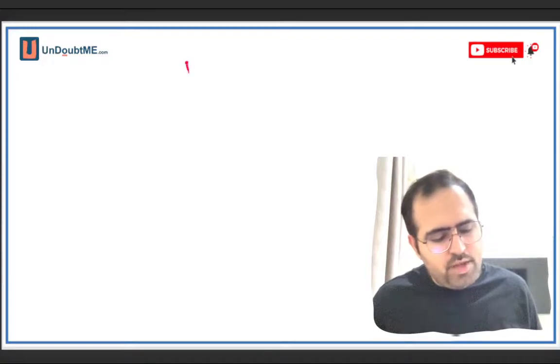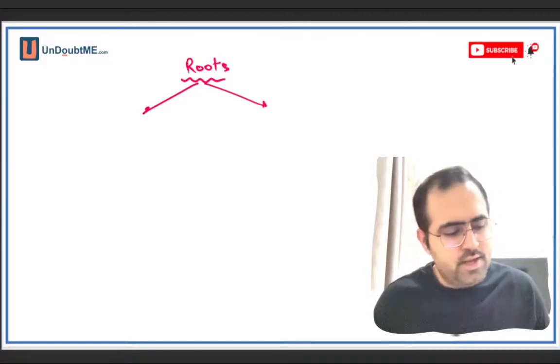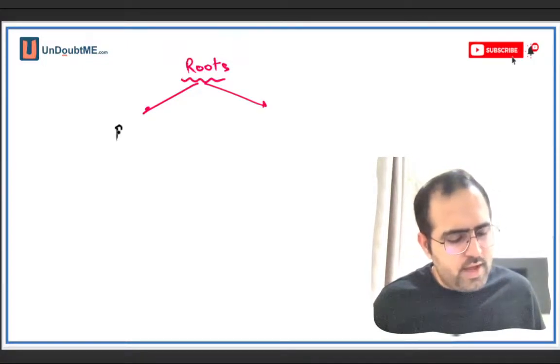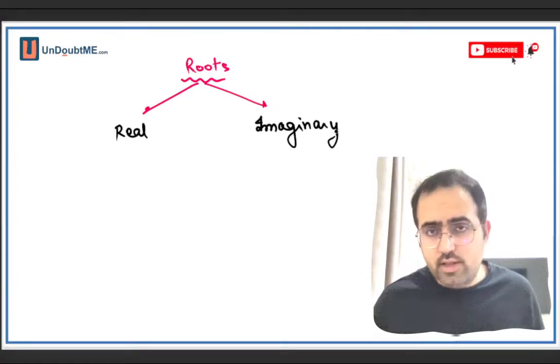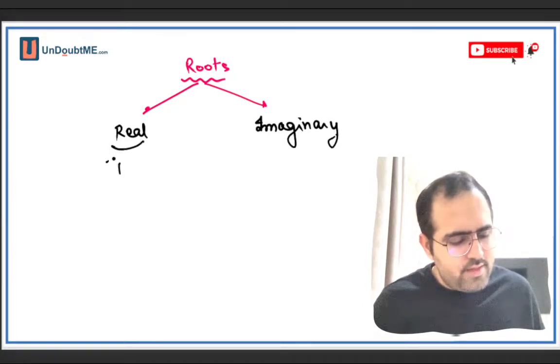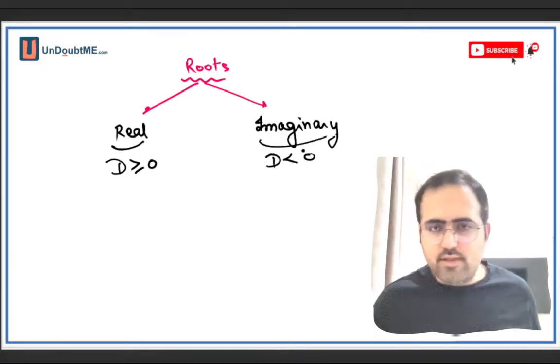Roots can be of two types. Roots of a quadratic equation means the solutions. Either they can be real or they can be imaginary. Based on this only we are going to get the graph. The real case arises when the value of d is greater than or equal to 0, and the imaginary case arises when it is less than 0.